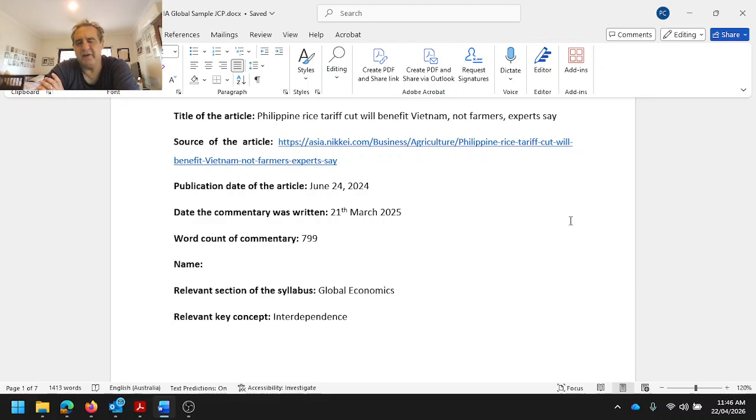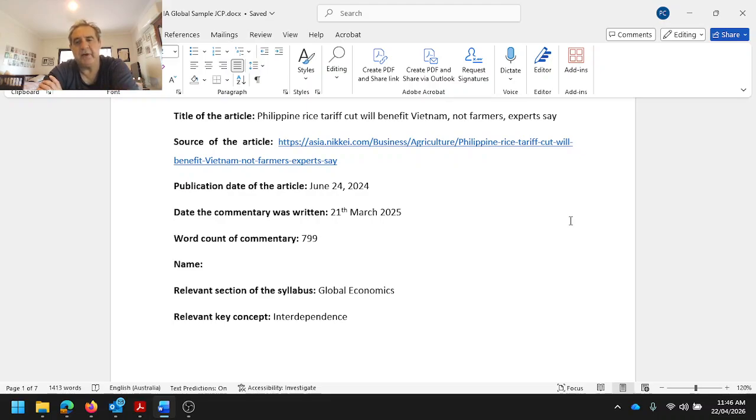Don't do 750. You could easily lose the mark by not addressing something that you should be addressing in 20 to 30, 40 words, whatever it is. So get as close to 800 as possible. Do not exceed it. Okay, do not exceed the word limit.